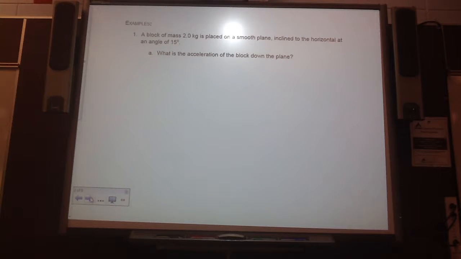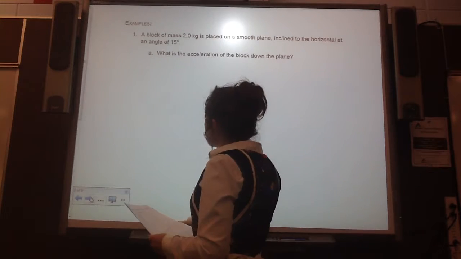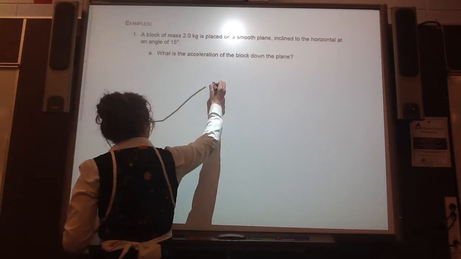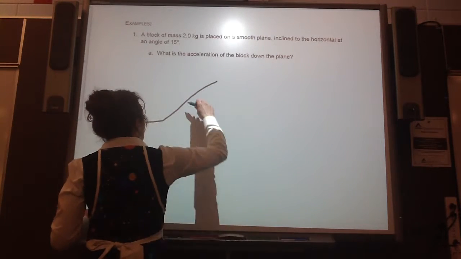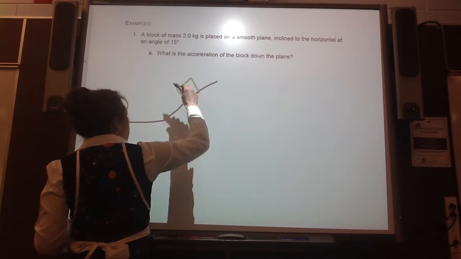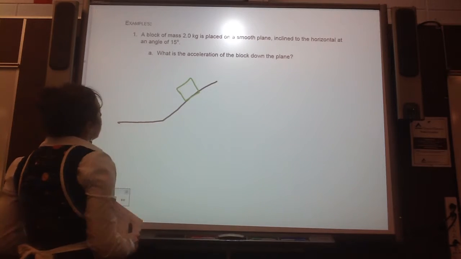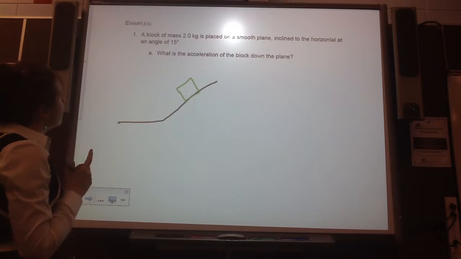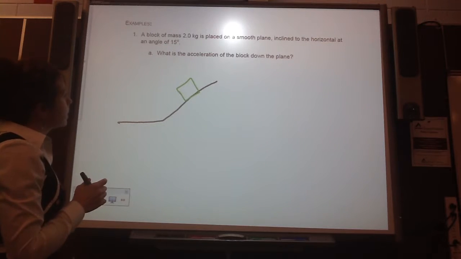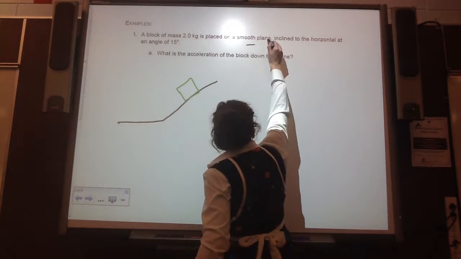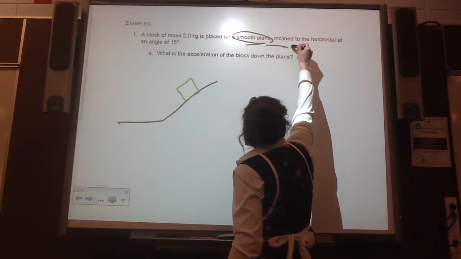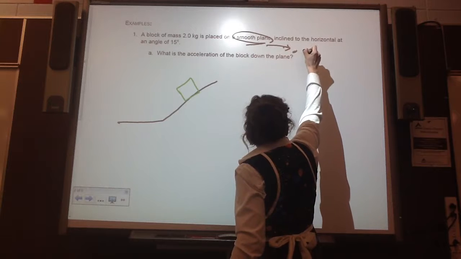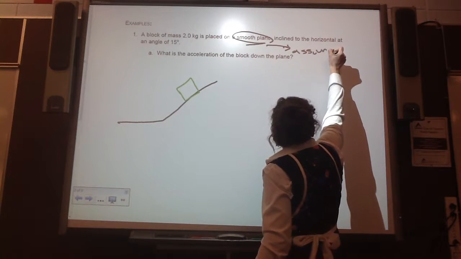Okay, so this is the first example of an object sliding down an incline. So the first thing you do is draw your incline and draw your object sitting on your incline, and do your free body diagram of everything you know. So here, a block of mass 2.0 kilograms is placed on a smooth plane. For this question, we're going to assume it's frictionless.